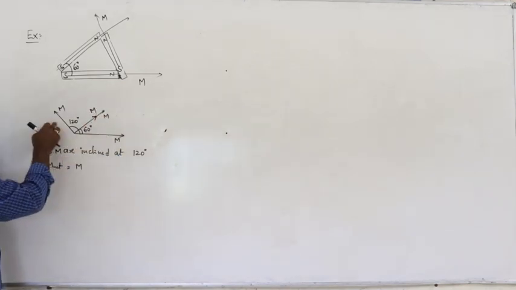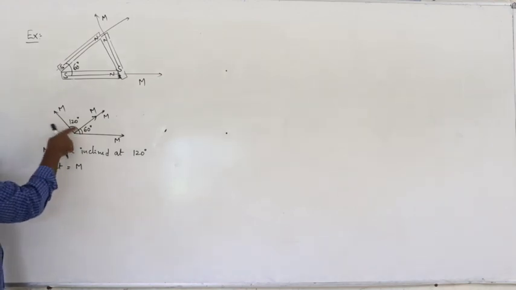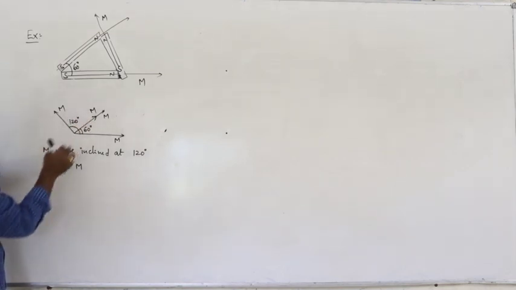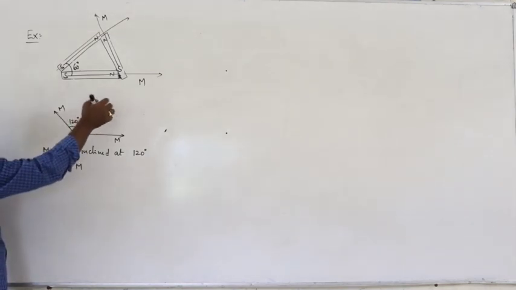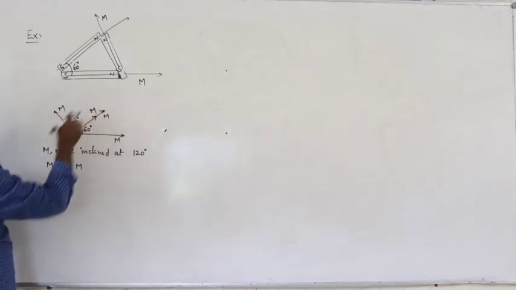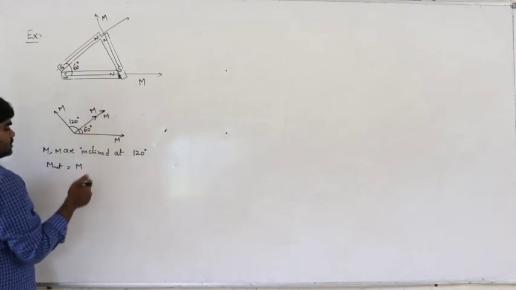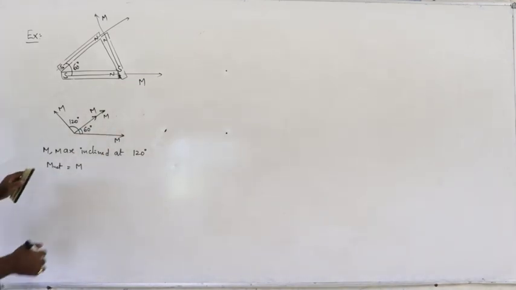This is M and this is M. These two are inclined at an angle of 120, so the resultant is M. These two must be in the same direction. Then the net magnetic moment is M plus M.